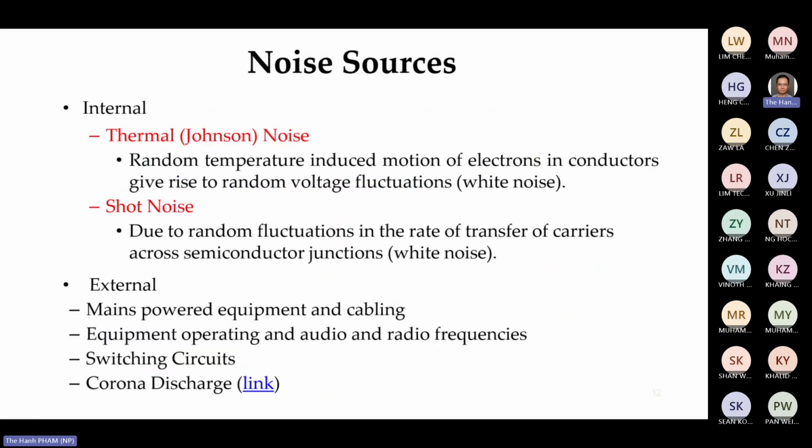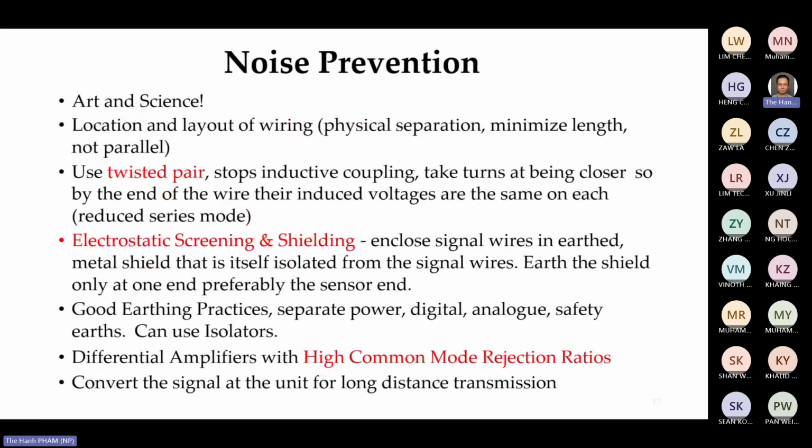Here is some example of sources of noise. You can just take a look. And how to do noise prevention. You may want to have, for example, twisted pair to reduce the noise. Also, shielding, right? So basically, you have some shielding to cover the signal wire. Right? And another one is, for example, you may want to have a filter as well.